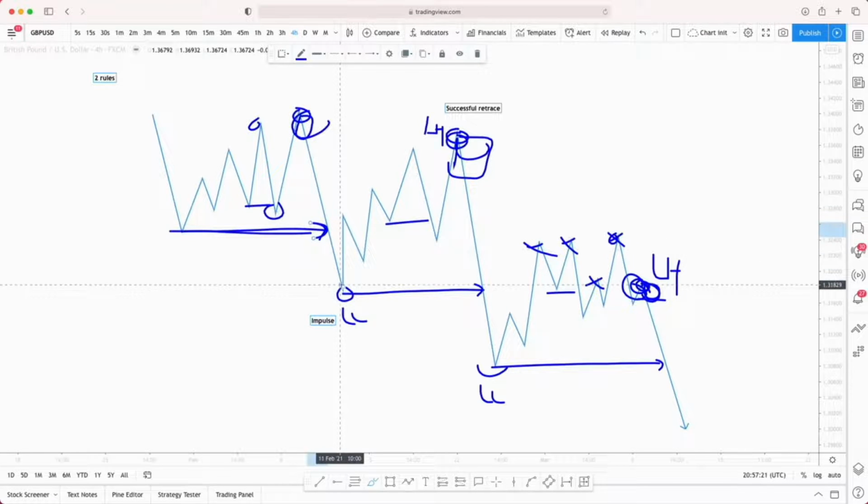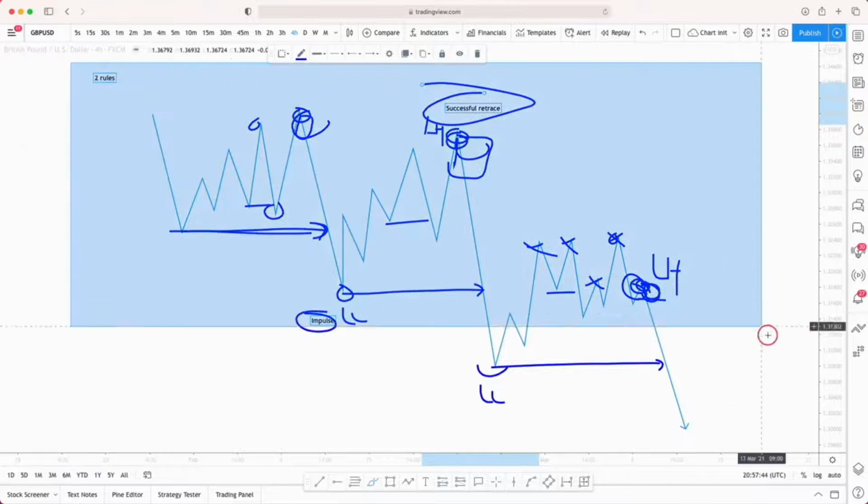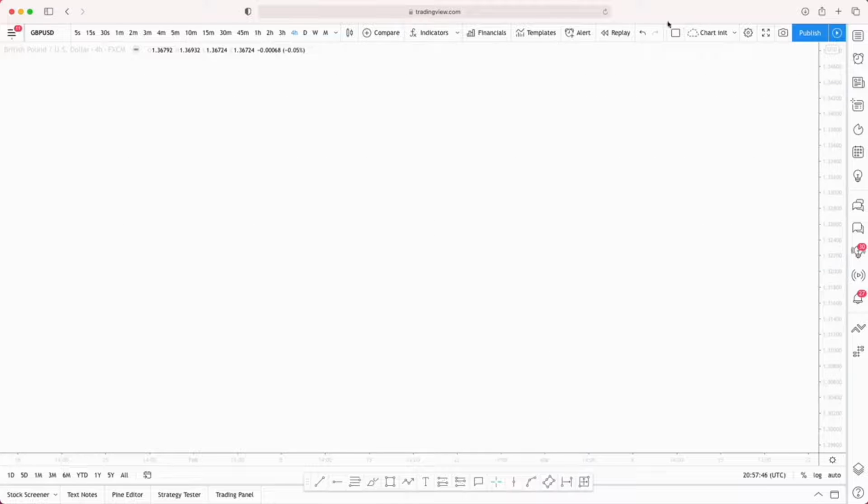So the only thing you need to take away from this video is the impulse and the successful retrace. Those two things will confirm whether price is bullish or bearish, regardless of where you are in space and regardless of what time frame you are looking at. These are the only two things that you need to look for in terms of structure. So structure is something that is often overlooked. And as I said, structure is so big in terms of everything that we do here, because we are essentially trading structure and the structure shift.